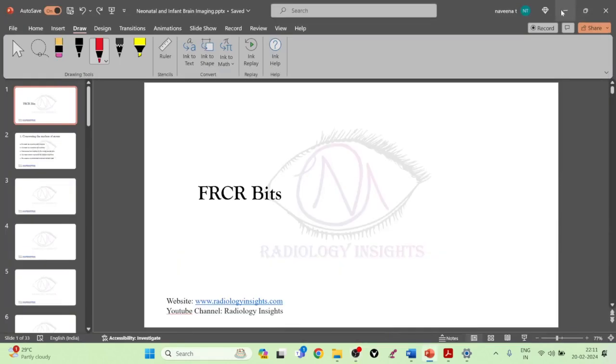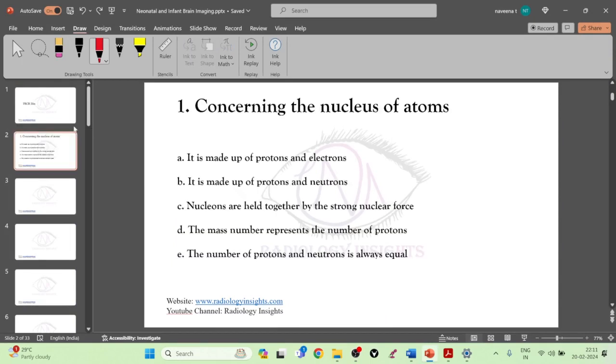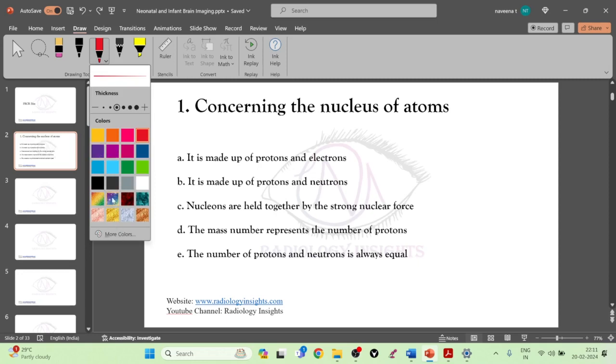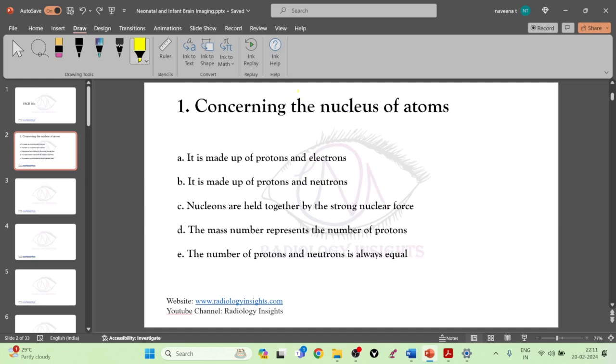Hello friends. In this section of FRCR bits, the first bit is concerning the nucleus of atoms. Let's answer each of these questions.